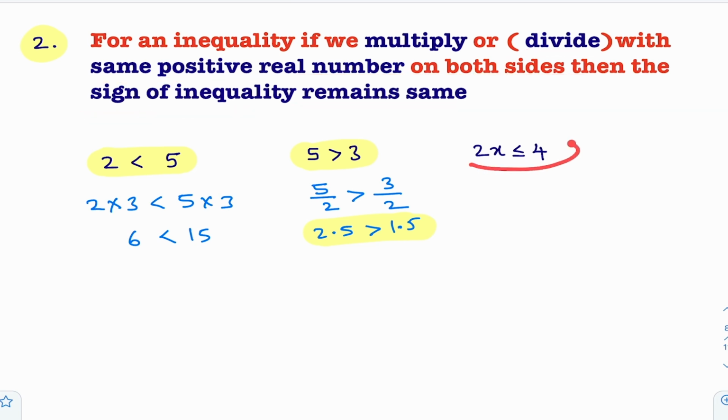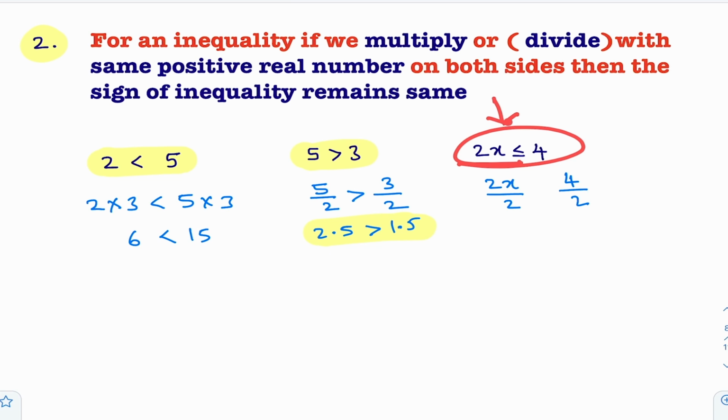remains the same. For example, here 2x less than or equal to 4 is there. I'll divide this on both sides with 2. Not only 2, any positive real number. 2x divided by 2, 4 divided by 2. See, this is an inequality. Actually, this is an equation. In this, an unknown value is there. x is the variable. We need to find x.